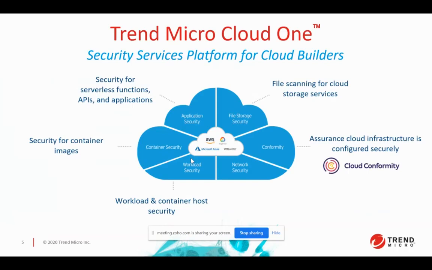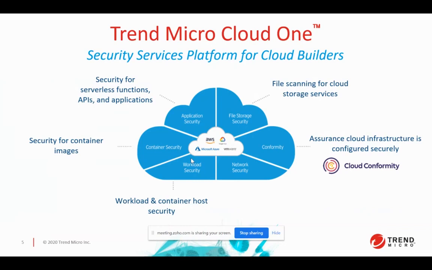And file storage security: file scanning for cloud storage services. There are lots of cloud storage services in AWS, Azure, and GCP platforms. File storage security will take care of file scanning, file reputation check, and advanced anti-malware scanning on these storage services.